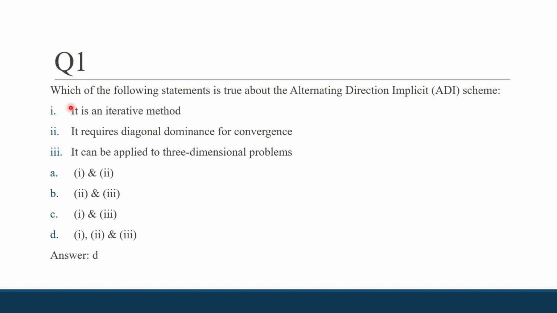This is question 1. In question 1, it is asked which of the following statements is true about the alternating direction implicit scheme. Options given are: first, it is an iterative method; second, it requires diagonal dominance for convergence; third, it can be applied to three-dimensional problems. So the question is about which of the following statements is true about the alternating direction implicit scheme.